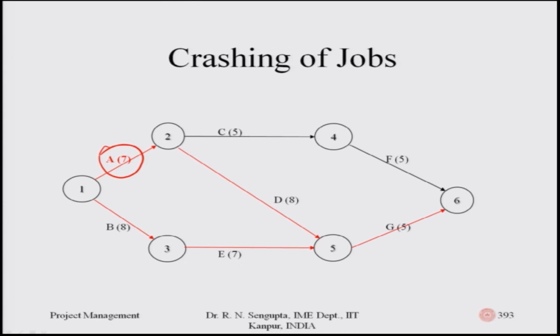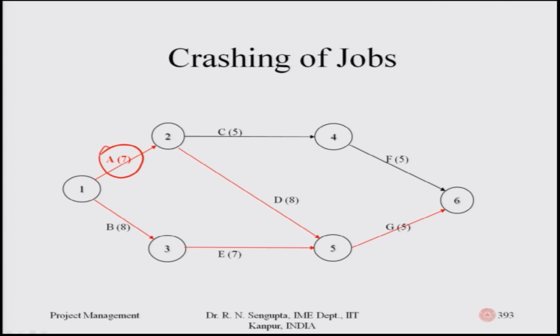That set of activities A, C, F is still not critical. Let us look at the other set of activities. 8 plus 5 is 7, 7 plus 5 is now equal to the same value as 7 plus 8 plus 5, which means now, as rightly pointed out in this diagram, there are two sets of critical paths and both have been marked as red color.